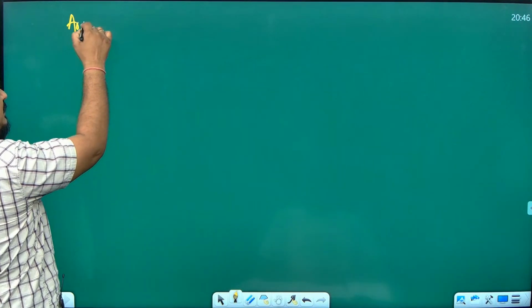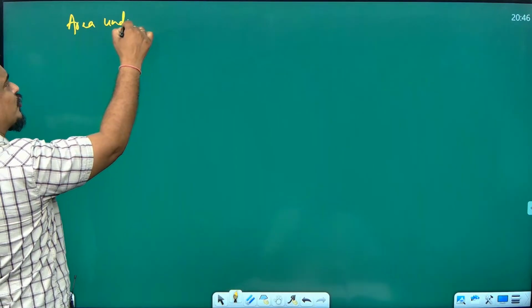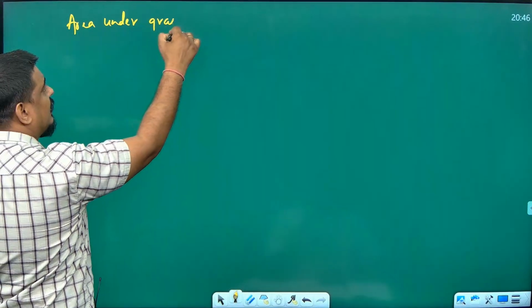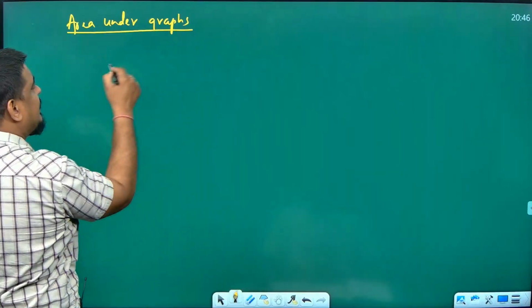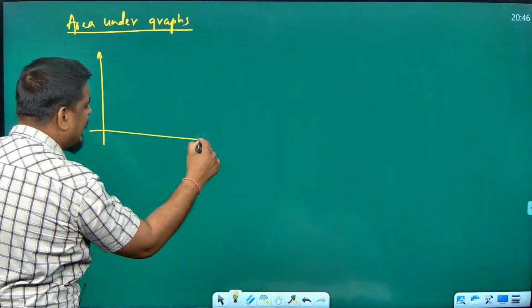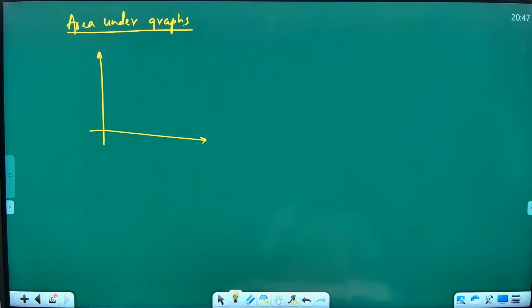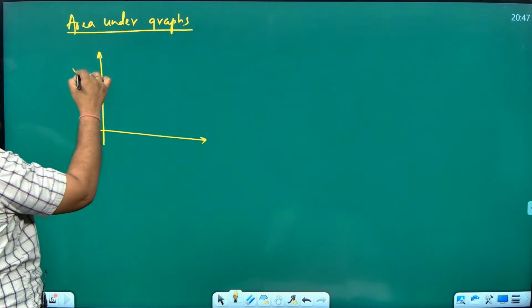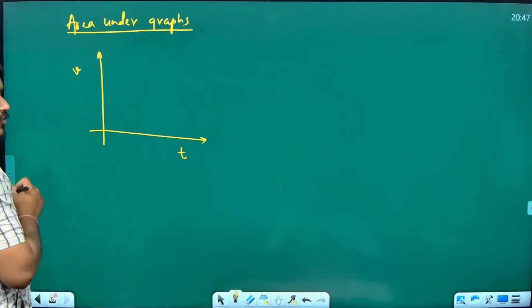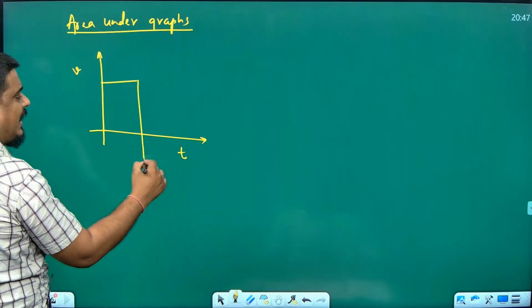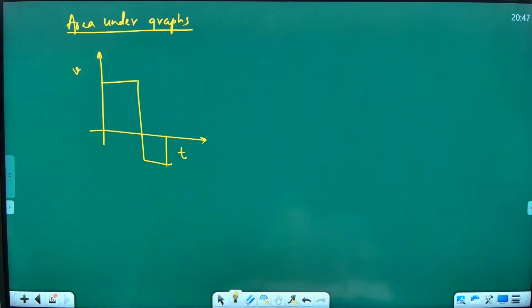Then comes area under the graph. Very simple topic this is. Usually when the question comes from area under the graphs, it comes from either a VT graph or an AT graph. An AT graph question is very rare. Mostly it will come under the case of the VT graph only. So there will be some graph given like this, and then they may ask you what is the distance covered or what is the displacement by the body.